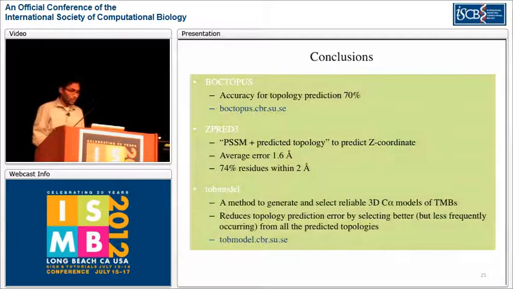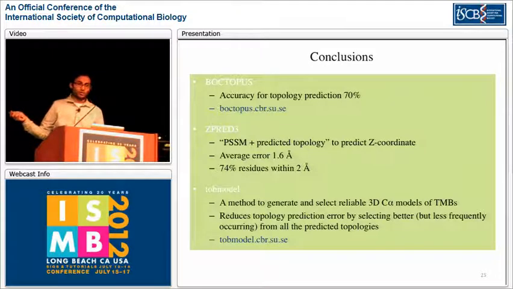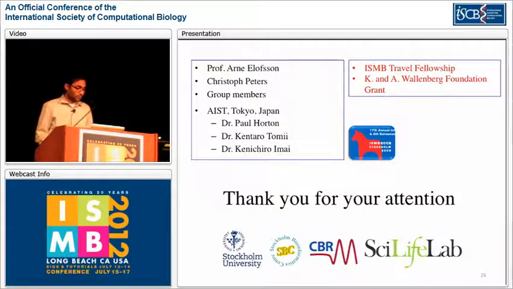And with that, I would like to conclude. So we have BOctopus with which we can predict the topology. We've set up a web server for that. Then we have ZPRED3 with which we can predict the Z coordinates. And then we combine both of them and make another method which can rank 3D models of TMBs. The work is still continuing, and we are making it a bit more robust, and it's still far from finished.